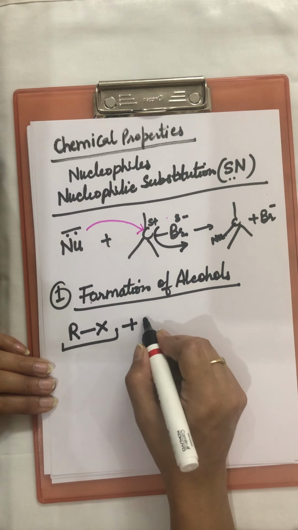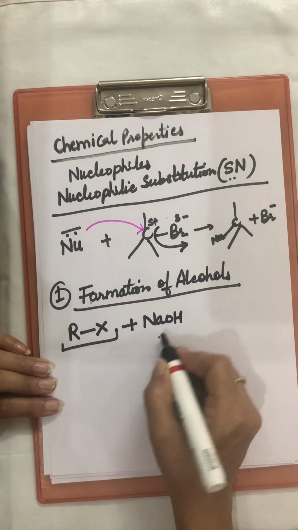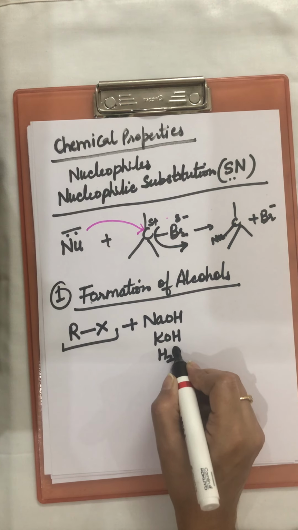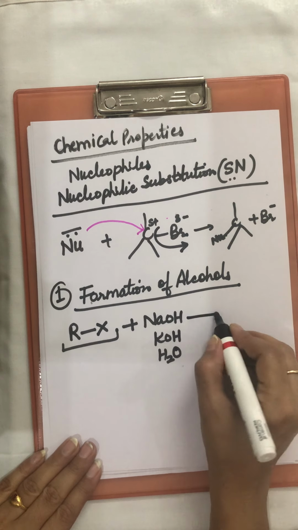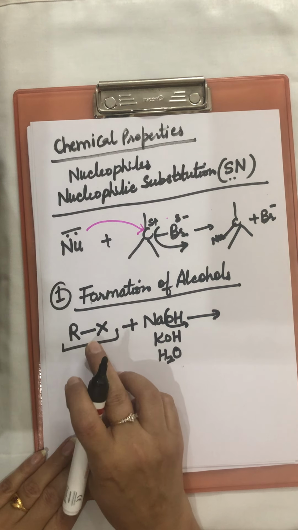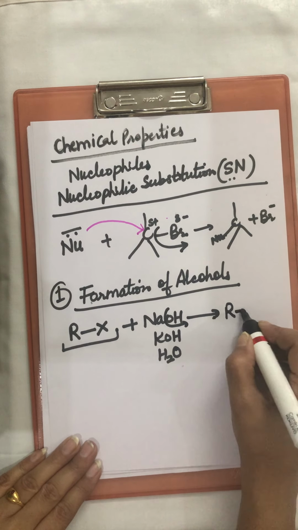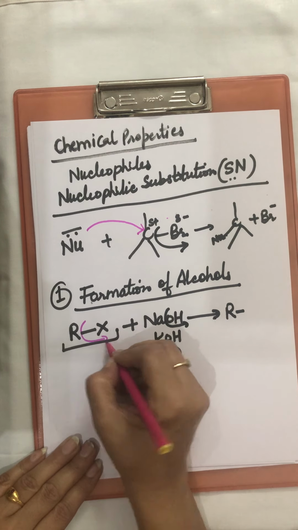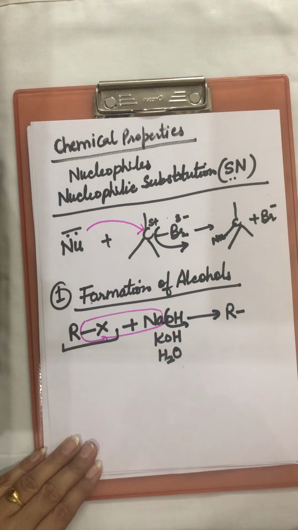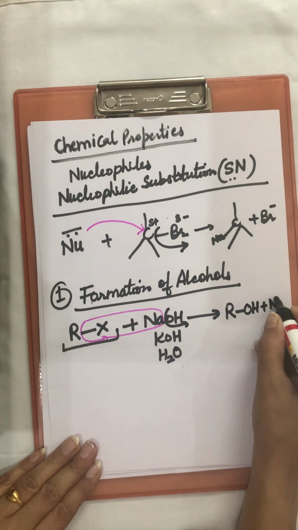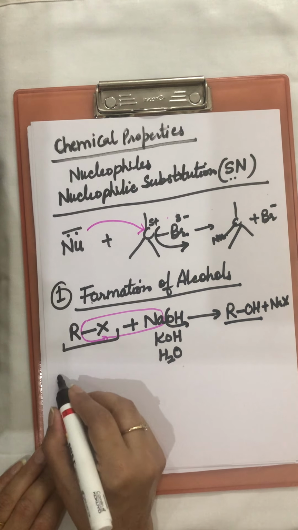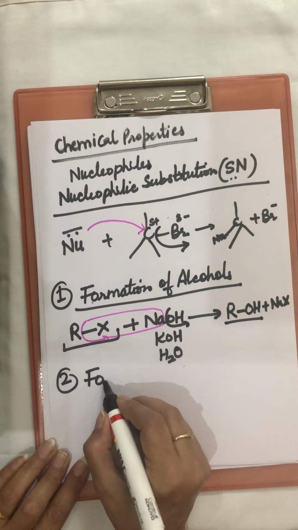If haloalkanes are reacted with NaOH or with KOH or with water, and even moist silver oxide can be taken, any of these, this OH is stronger nucleophile than halogen, so it will substitute this halogen. In place of halogen, what will come here? OH will come here and this X will combine with this Na. So it is ROH plus NaX. Alcohols are formed from haloalkanes. Second is formation of ethers.